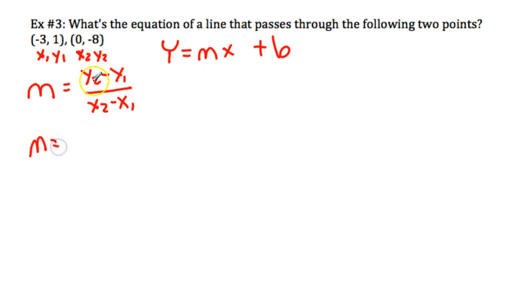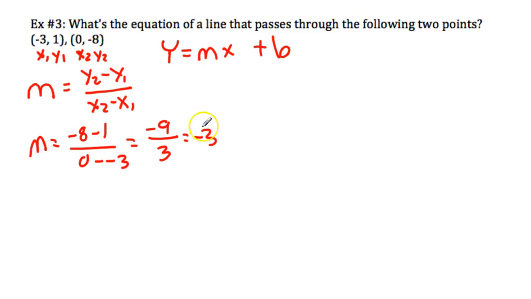So m equals y2, that's -8, minus y1, which is 1, so -8 minus 1. Divided by x2 minus x1. x2 is 0, minus x1 is -3, so I write -3. Let's simplify. -8 minus 1, that's going to be -9. 0 minus -3. Well, these two minus signs become a plus, right? Negative minus a negative is plus. So that's really just 3. And so that simplifies to -3. So I know that m equals -3.